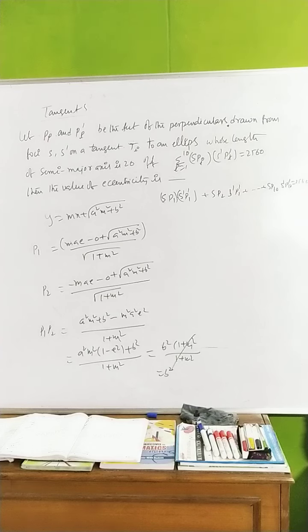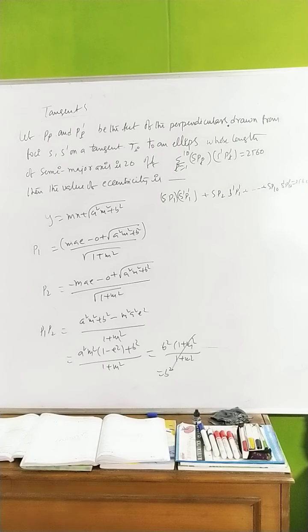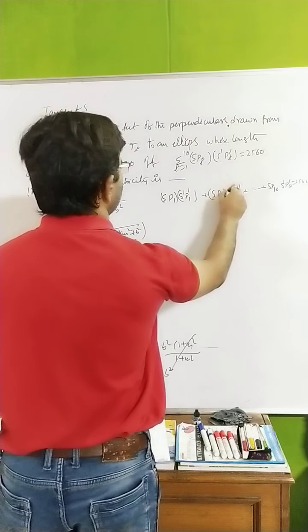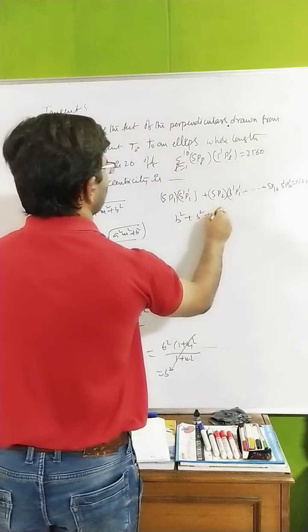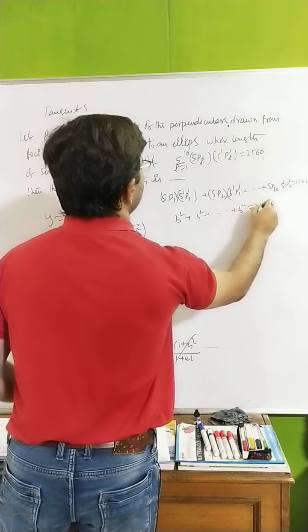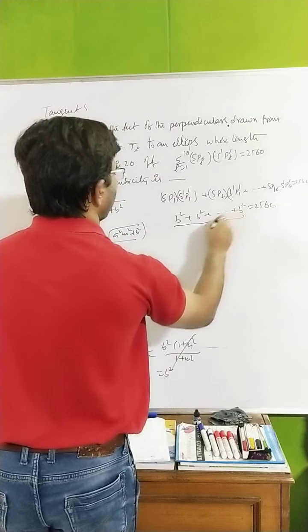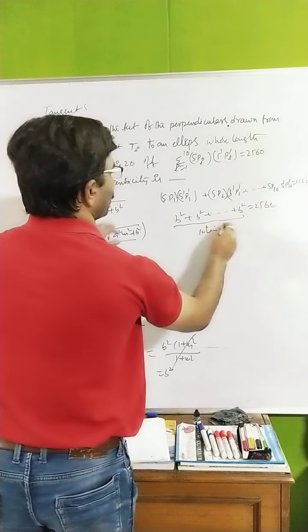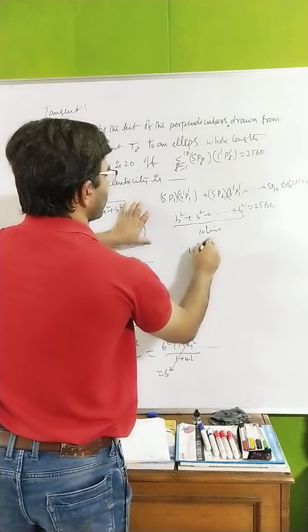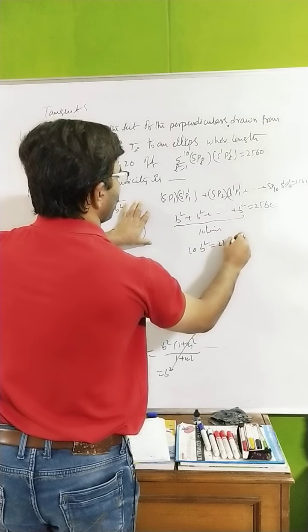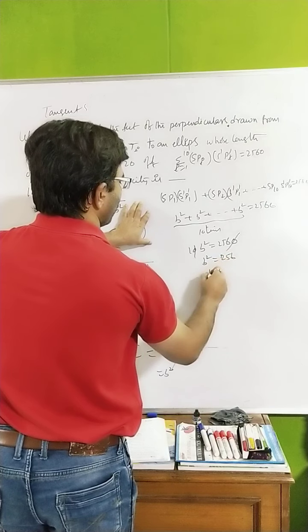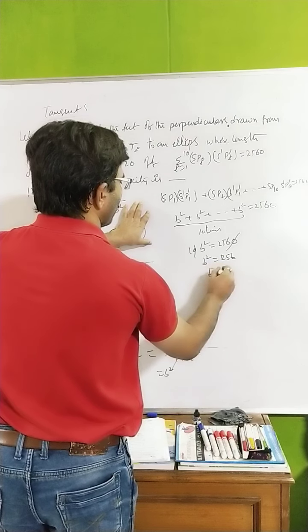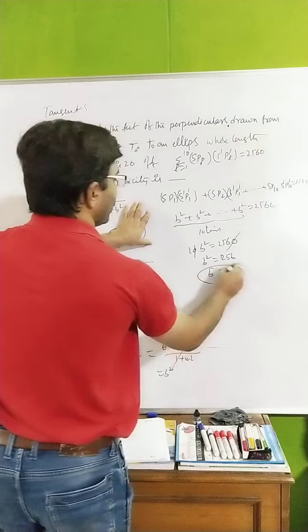Semi-major axis is 20. Now I can use this formula because I already proved it here. So many times b square is 2560. How many times are there? 10 times. So 10 b square is equal to 2560. b square is equal to 256, b is equal to 16.